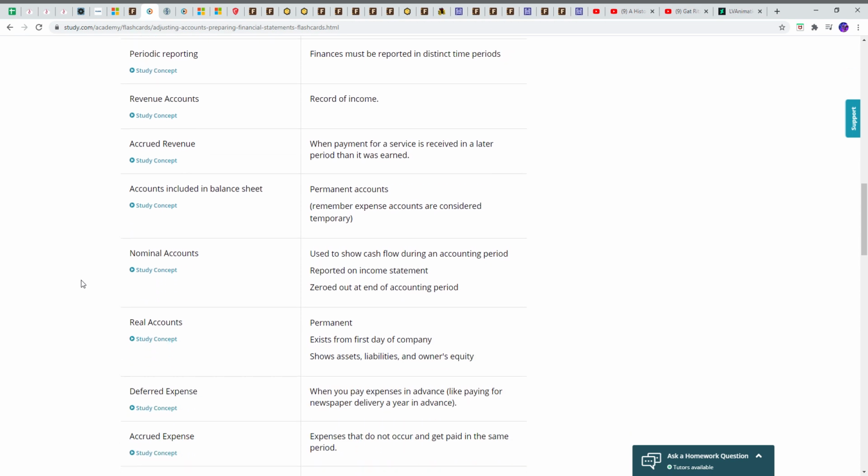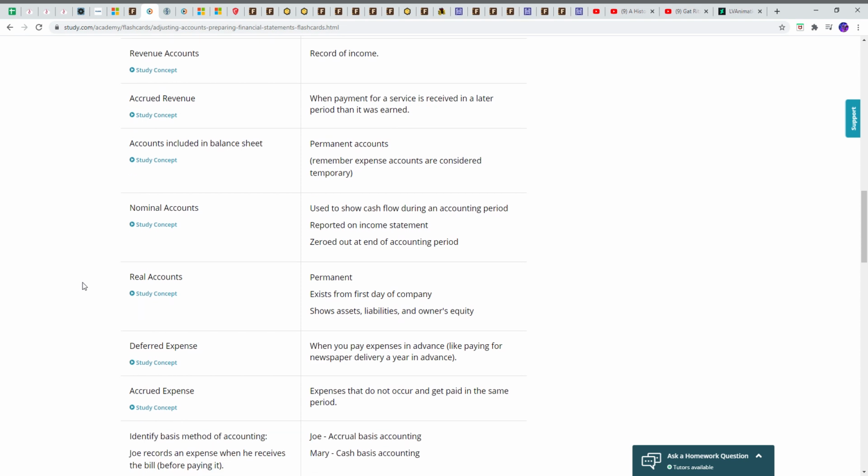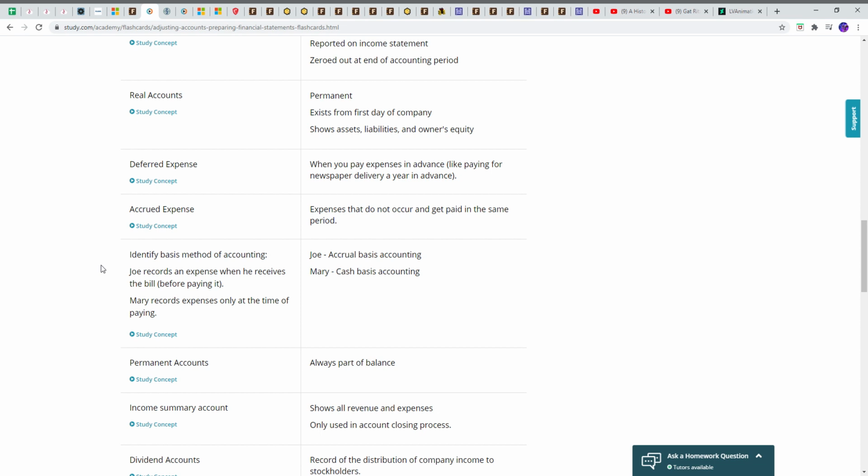Accounts included in a balance sheet are permanent accounts. Remember, expense accounts are considered temporary. Normal accounts are used to show cash flow during an accounting period, reported on the income statement and zeroed out at the end of an accounting period. Real accounts are permanent and exist from the first day of the company. They show assets, liabilities, and owner's equity.